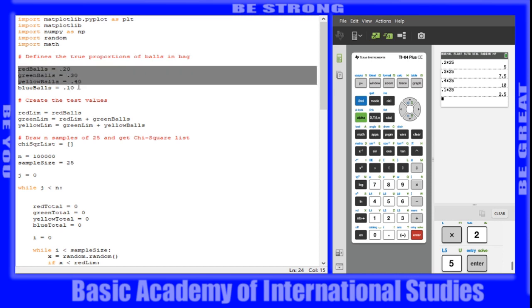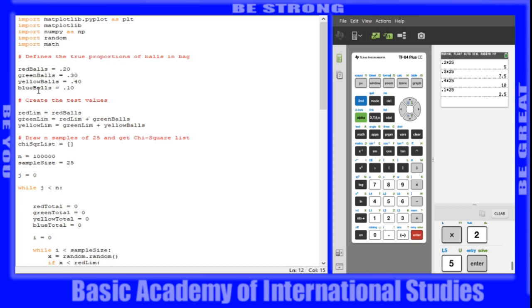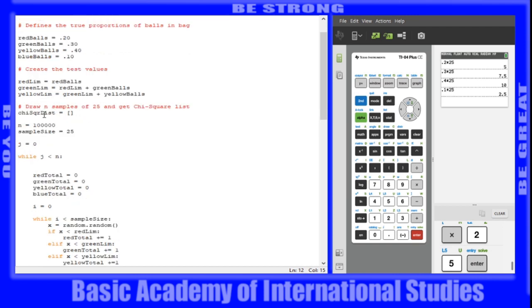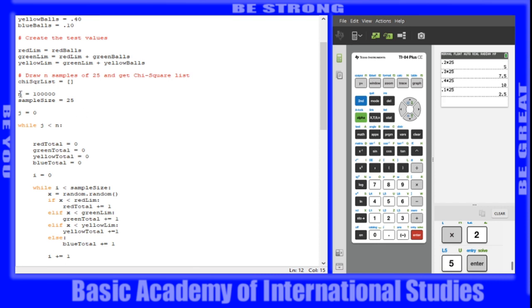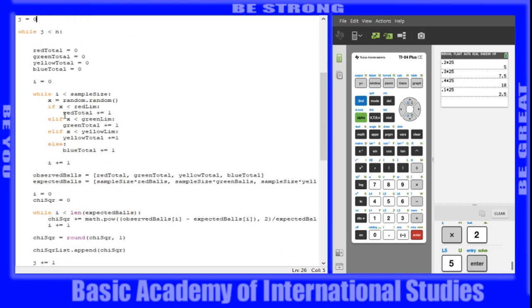You'll notice I've already written in here the proportions, 20, 30, 40, and 10 for each of these balls. I've also written a large portion of this program. What I've done is I'm going to tell it to draw 100,000 of these samples, and the sample size will be 25. Basically, it's going to do this over and over again with the intent of drawing all these balls and being able to tell us how far away we'd expect this to be. So if we just did this randomly and assuming this was the true distribution, how far away should we expect it to be on average?